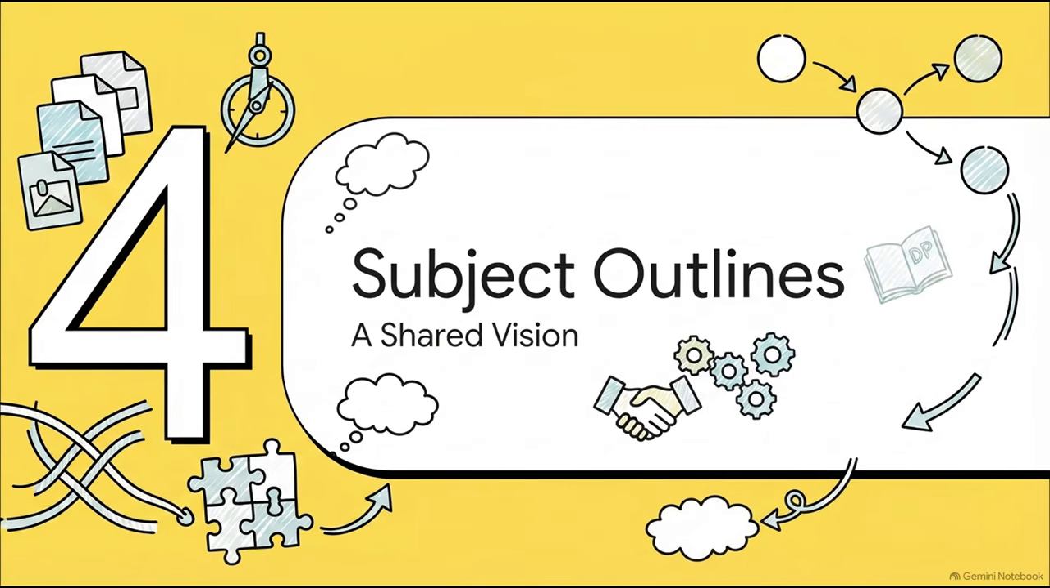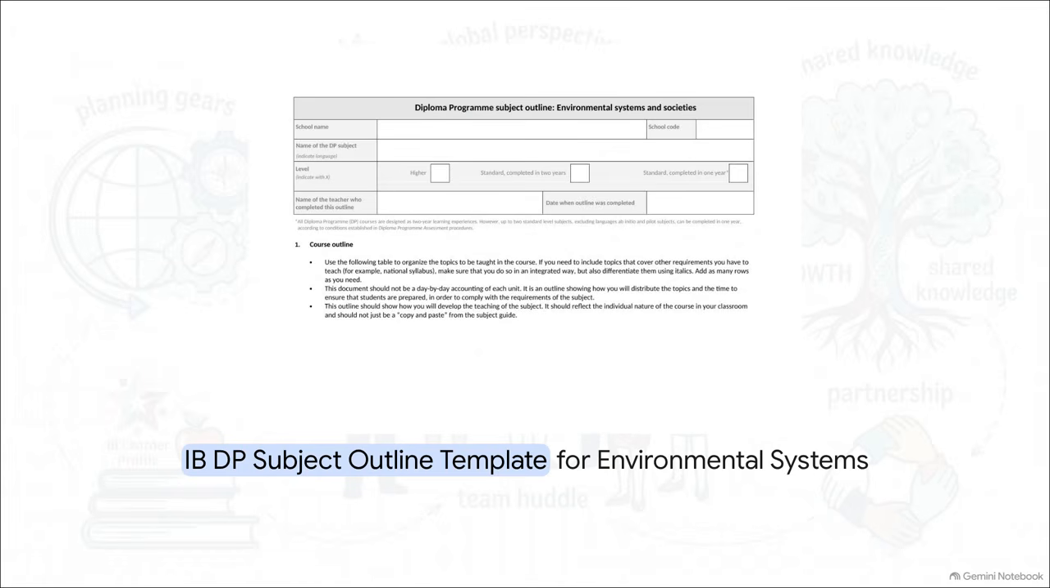Designing authentic subject outlines. We're moving from high-level theory down to the tangible tools in the DP common files. Take the IBDP subject outline template, like the one for environmental systems and societies, for example. It's a required document you'll pull directly from the DP common files. But here's the thing. Filling this out in isolation completely misses the point.